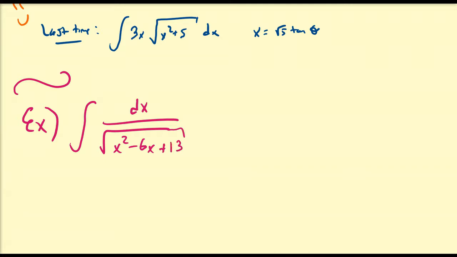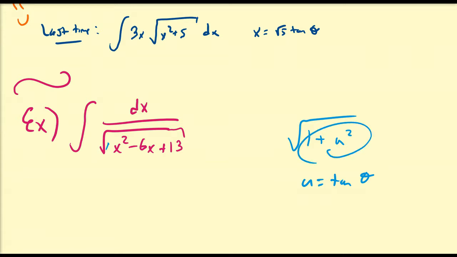The first thing I'm going to do is, since the leading coefficient of x squared is positive, try to form this in the form 1 plus u squared. Because if that is the case, then I can let u be equal to the tangent of theta, and when I square that, it gives me 1 plus tangent squared, which is secant squared. The secant squared and the square root cancel, leaving me with secant, and I can go from there. So how can I get it in this form?